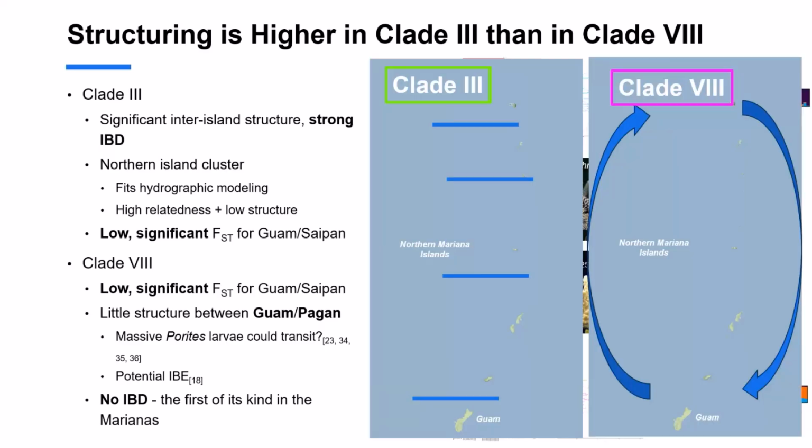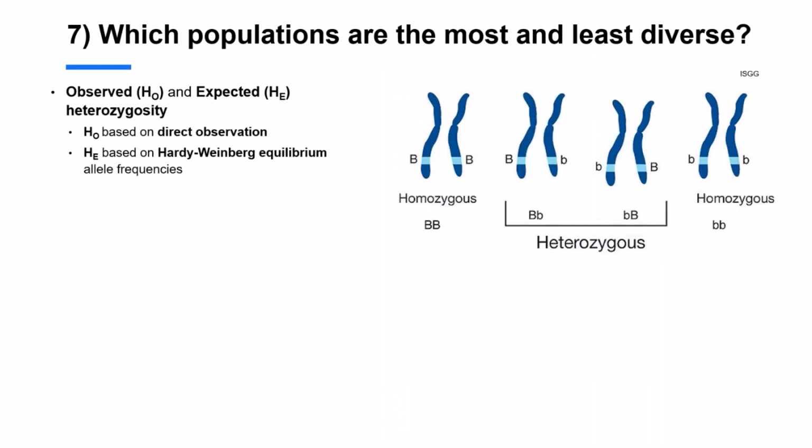Turning back to the models that I presented at the beginning of this talk, Clade 3 happens to follow more of the first model, whereas Clade 8 happens to follow more of the second model. Turning now to the levels of interspecific diversity between these two clades. To answer that question, I calculated rates of heterozygosity.